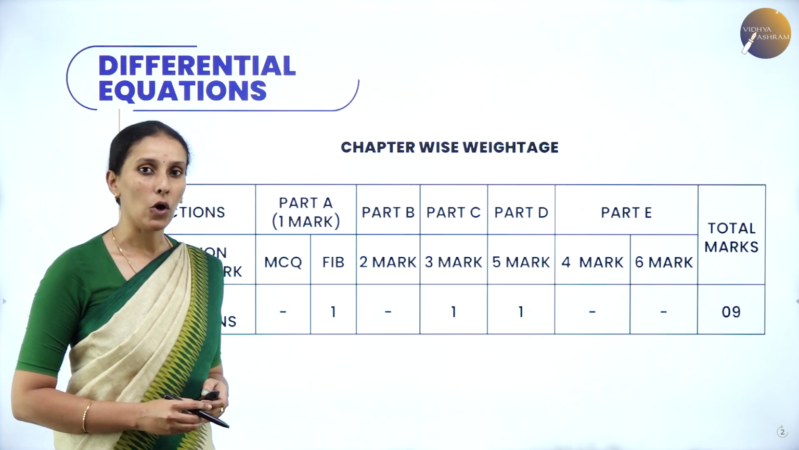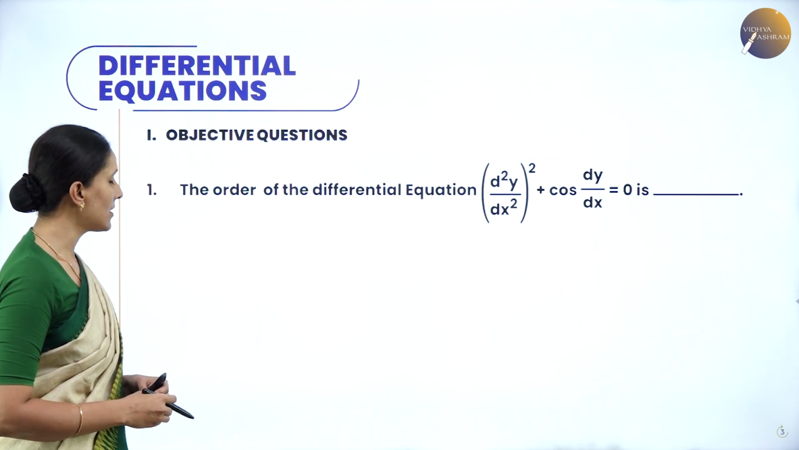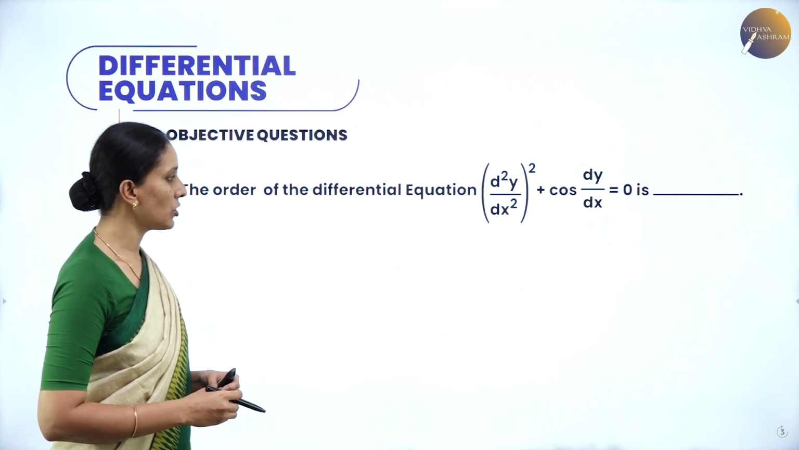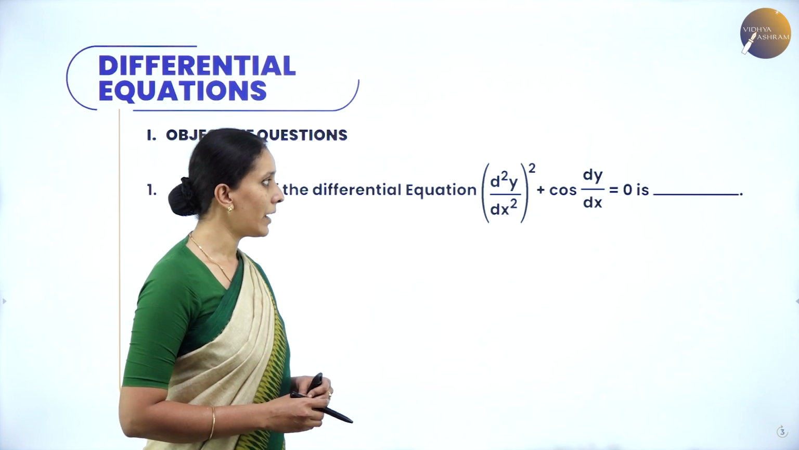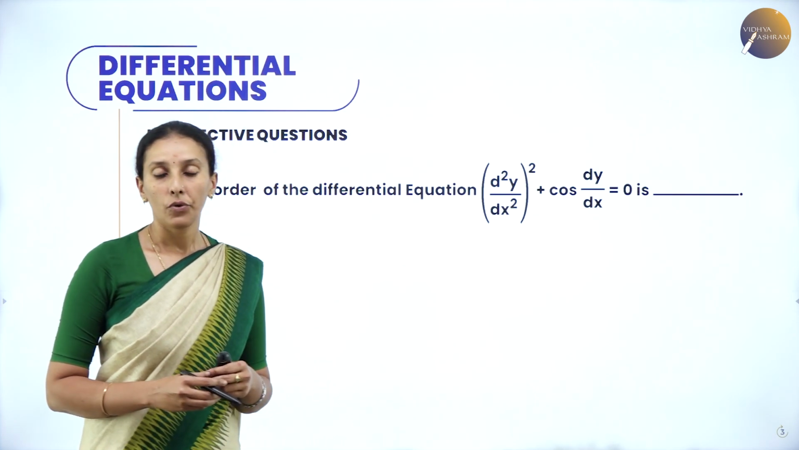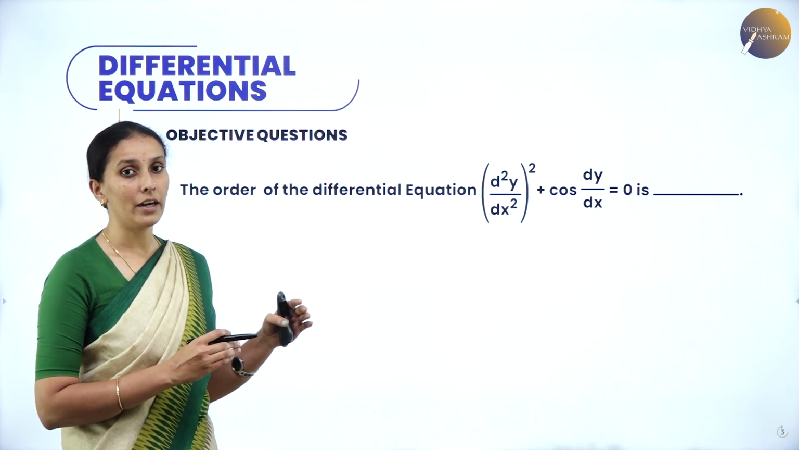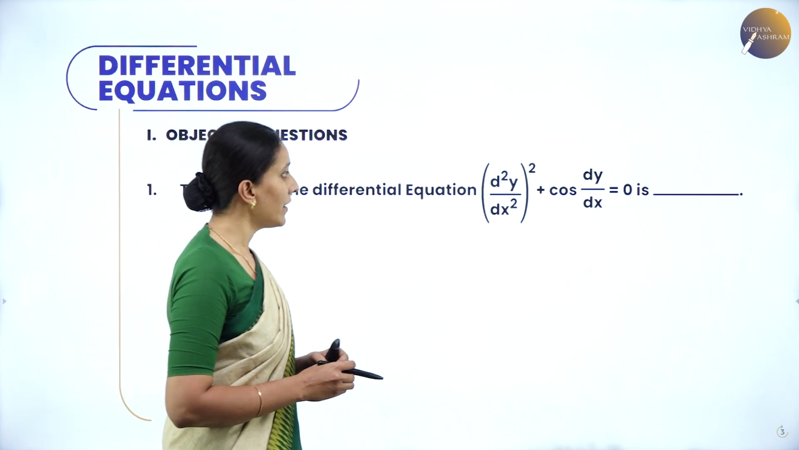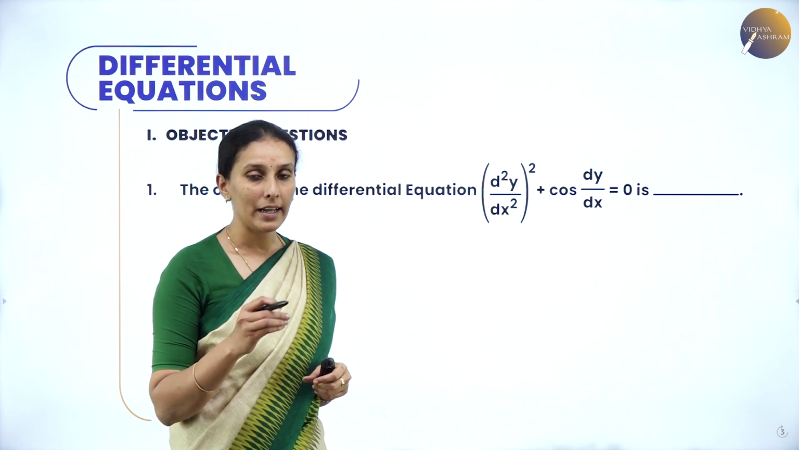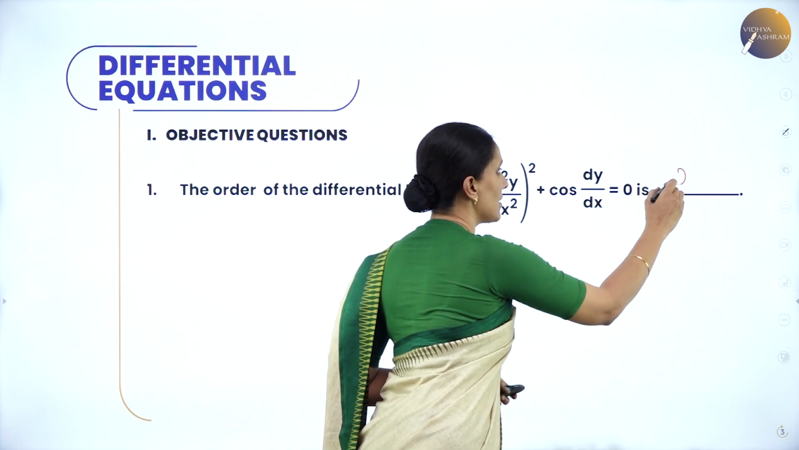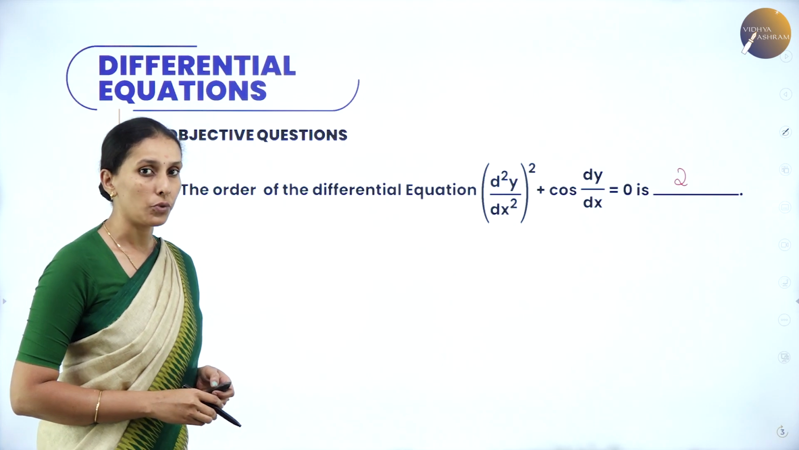So let us see objective type of question in the form of fill in the blanks here. So the first question is the order of the differential equation d square y by dx square whole square plus cos dy by dx is equal to 0 is. So when we say the order of the differential equation, it is the highest order in the differential equation. So we can clearly see the highest order is d square y by dx square, and hence it is 2. It's a second order derivative. So therefore the order of this differential equation is 2.